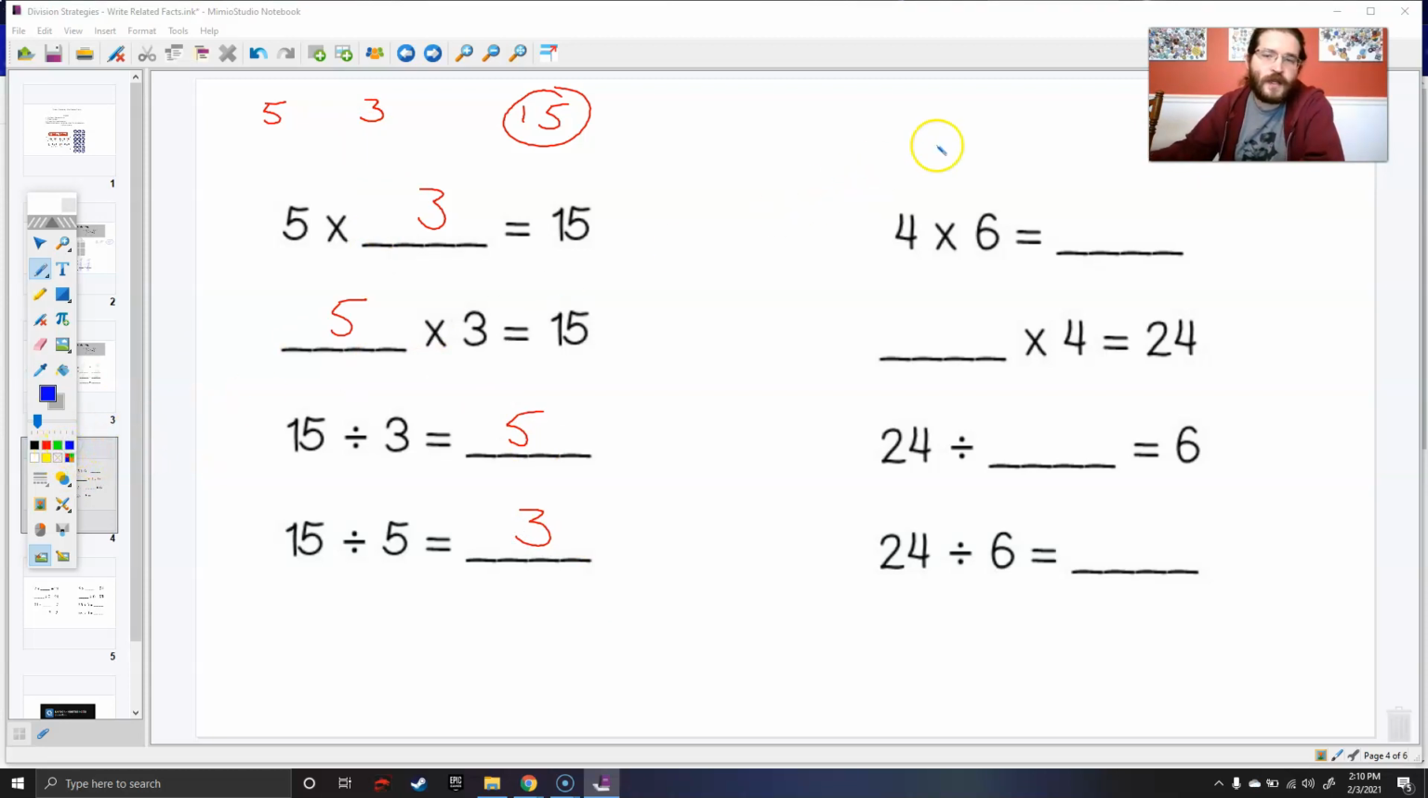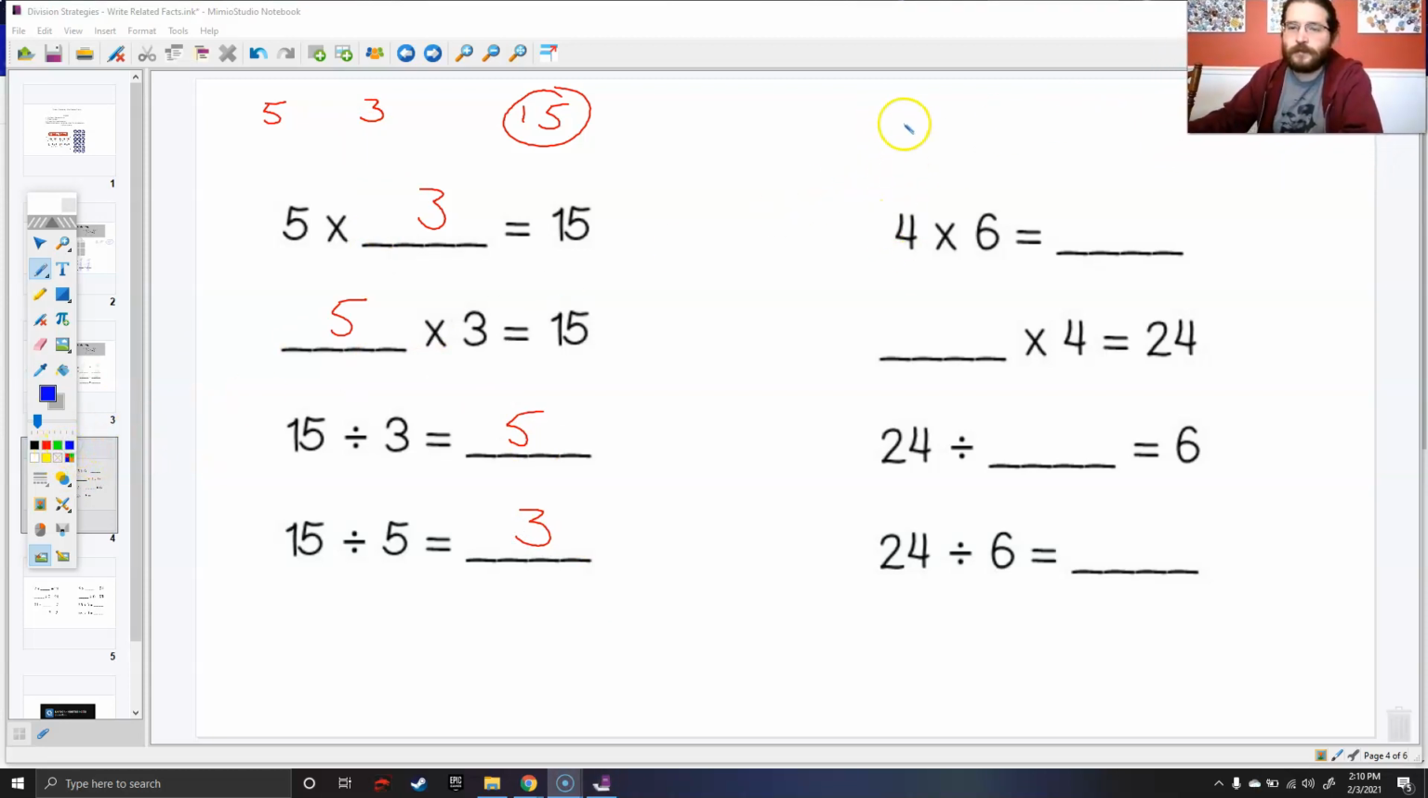All right, let's try the next one. So we have 4, we have a 6, and we have a 24. 24 is going to be our total, right? So we've used a 4, we used a 6, so now we got to use a 24. We used a 24, we used a 4, so now we need to use a 6. 4 times 6 is 24. 6 times 4 equals 24.